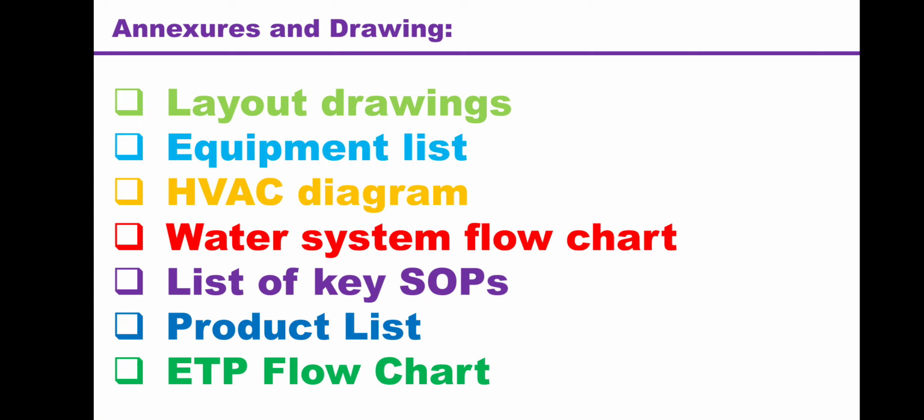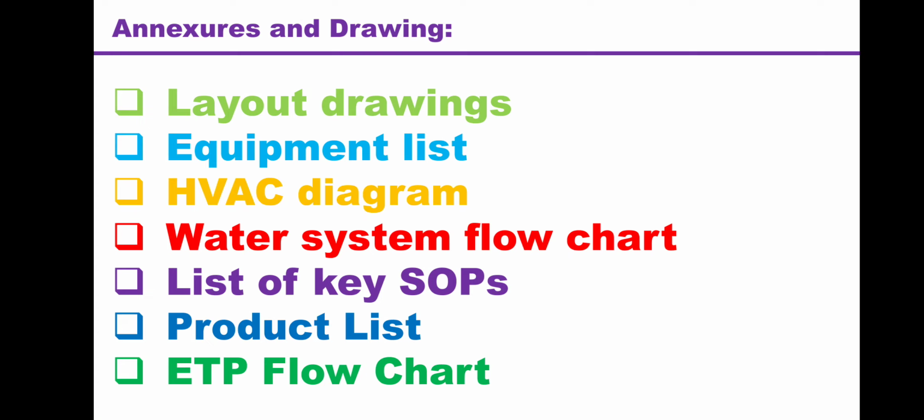Then the list of key SOPs. This is also important, because for GMP compliance the key SOPs are a must, so that auditors will get assurance that the plant has established procedures and SOPs, and they are following those SOPs to manufacture the product, so that they may assure that we are getting a quality product.